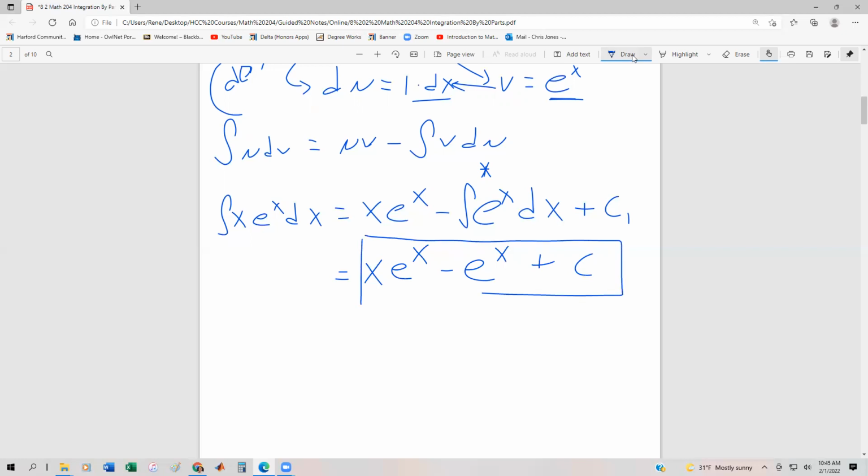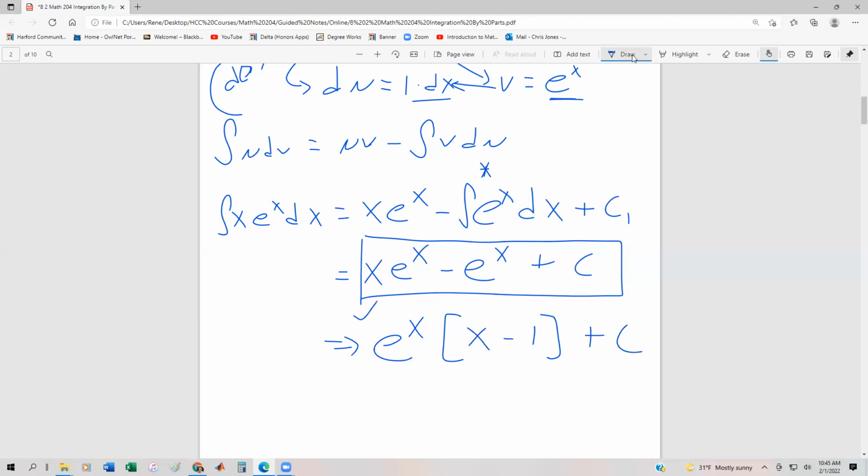You could certainly factor out the e to the x. So another possible answer could be e to the x quantity x minus 1 plus c. And as we know, the factored form might be a little bit more beneficial to evaluation. So for instance, if you were trying to find the area bound by the function between two specific points, this might be a little bit easier to do.